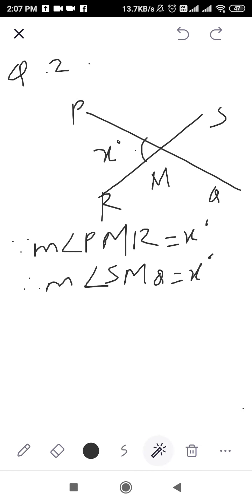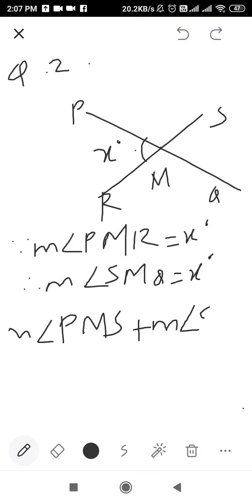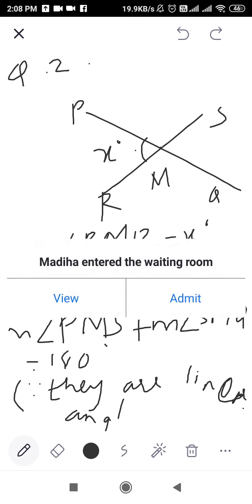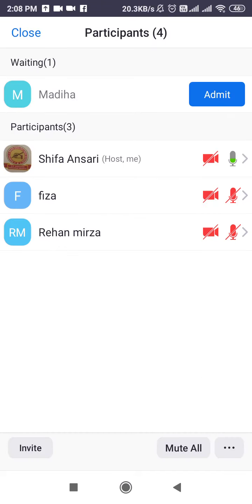Now, next angle PMS. Now you can see PMS and SMQ, they both are making the linear pair, right? ये क्या कर रहे हैं? Linear pair form कर रहे हैं. So they will be of 180 degree. So you will write here measurement of angle PMS plus measurement of angle SMQ. PMS plus SMQ is equals to 180 degree. Means दोनों का addition क्या है? 180 degree. So you will write the reason here. Since they are linear angles, right? They are the angles in the linear pair. Okay.